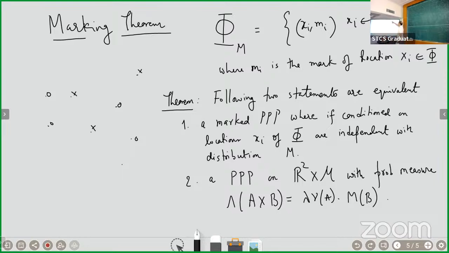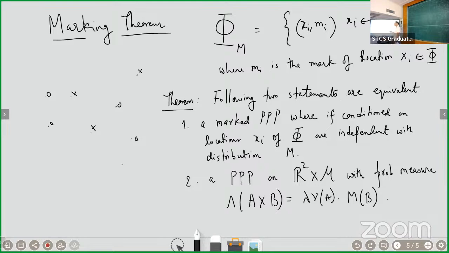What is happening is, if you're looking at this Poisson point process, I have attached a mark with respect to every single location. So you can think of this as a location and a mark. What I'm saying is that if you condition on the locations, the marks are independent across these locations, and their distribution is M. That's one way to characterize this process. Another is to just look at the Poisson point process on a higher dimensional space. Think of it as 3 dimensions: R2 cross another dimension, which only takes values that are marks.